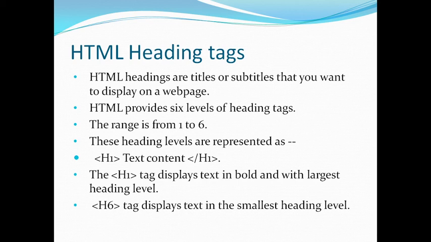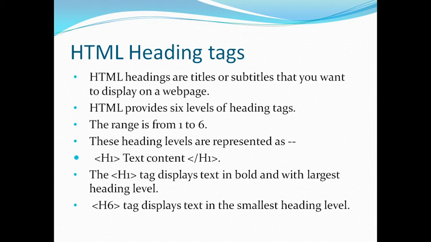Here is the next point. HTML provides 6 levels of heading tags. The range is from 1 to 6. These heading labels are represented like this. We start with the h1 tag, then whatever the text contains, then the closing h1 tag. So it's a forward slash and h1, which means it's a pair tag. The h1 tag displays text in bold with the largest heading label. So it will display what? H1, largest heading label and bold.